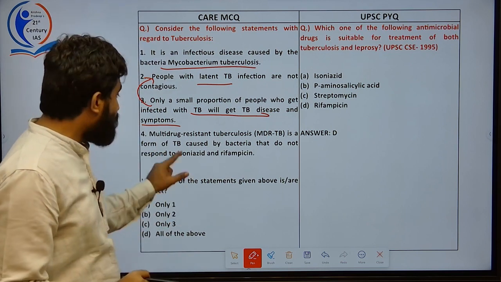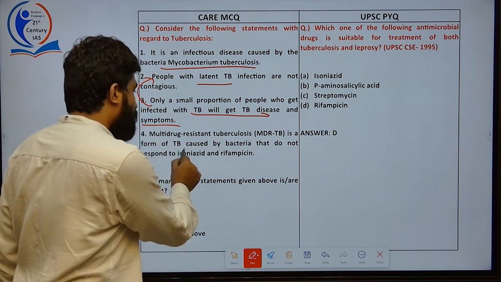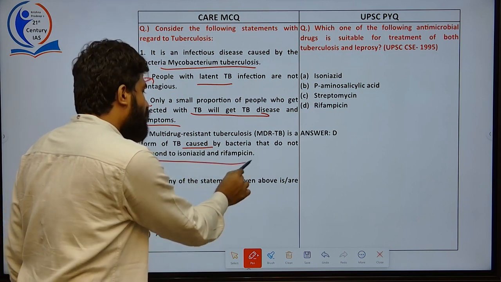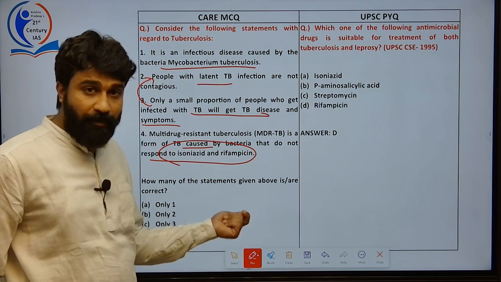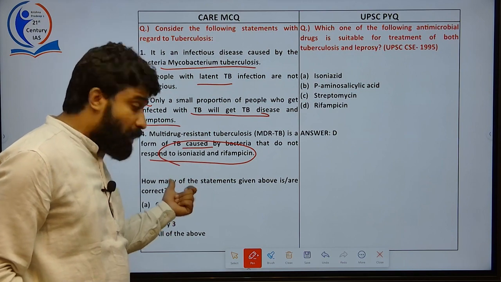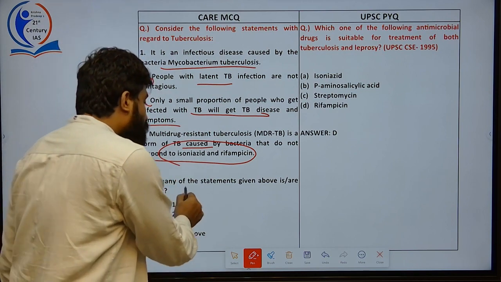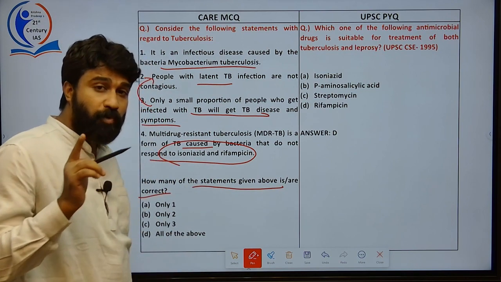And next, coming to multi-drug resistant TB, it is a form of TB that does not respond to isoniazid and rifampicin. Okay? And these four statements are true, and please remember one thing: how many of the statements given above are correct? This is more important.